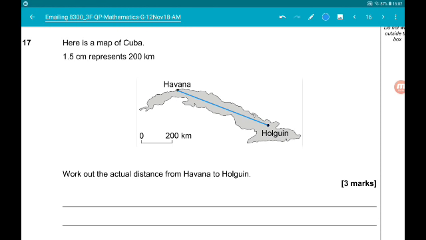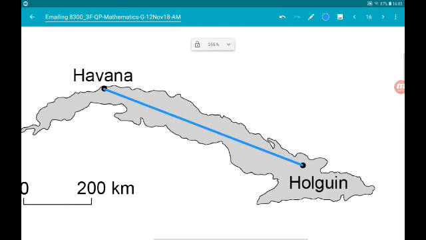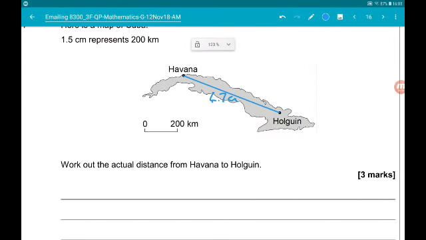Okay, number 17, we have a map of Cuba. 1.5 centimeters represents 200 kilometers. We want to work out the actual distance between Havana and Holguin, maybe. So, all you need to do, if you want this printed out, is measure this line. You should get about 4.7 centimeters. We then need to know how many lots of 1.5 are in that.